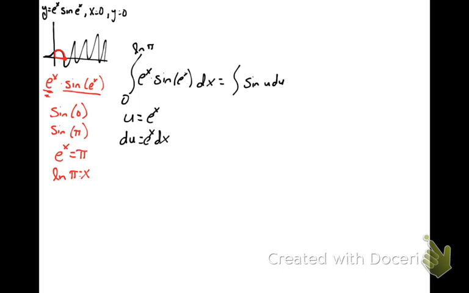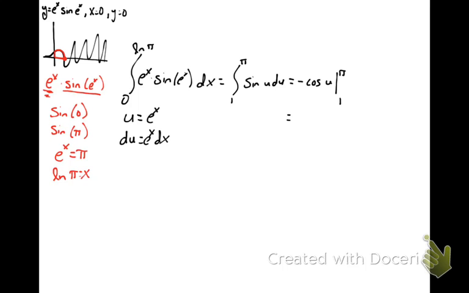Our lower limit, when x is 0, becomes e to the 0 power, or just 1. Our upper limit becomes e to the natural log of pi, which is just pi. When we integrate sine, we end up with negative cosine of u from 1 to pi.